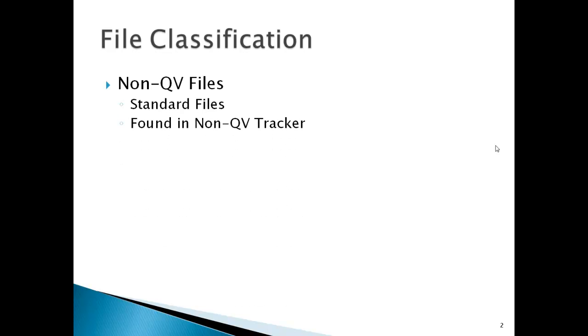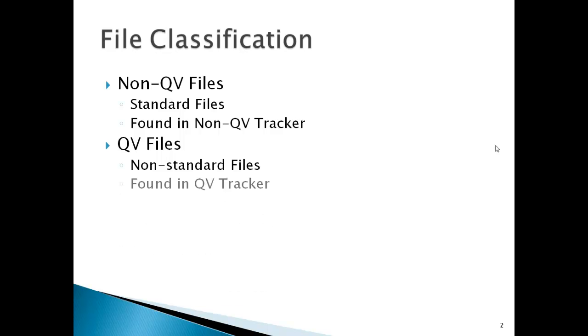File classification. Babbletype has two major groups of files. They are non-QV files, otherwise known as standard files, which are obviously files found in the non-QV tracker. And we also have the other group, which is the QV files, otherwise known as the non-standard files, and obviously these are files found in the QV tracker or QV trackers.